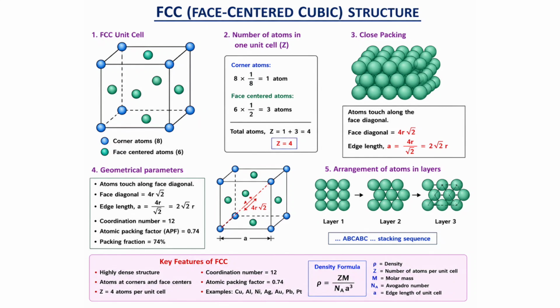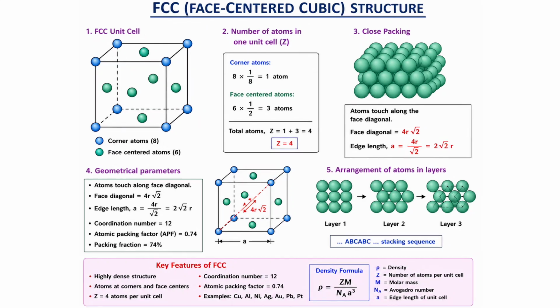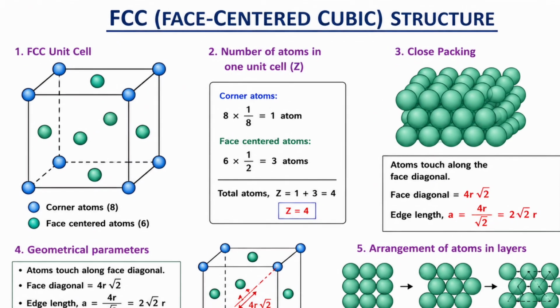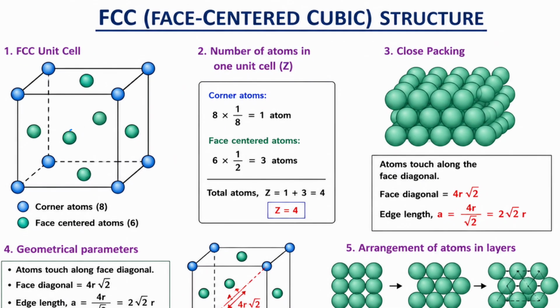Briefly I will explain. This is the FCC unit cell. The blue color atoms indicate corner atoms. There are 8 corner atoms, and these are the face-centered atoms. There are 6 faces and 6 atoms. Number of atoms in one unit cell: corner atoms, 8 into 1 by 8, we get 1 atom, and face-centered 3 atoms. The total is 4 atoms.